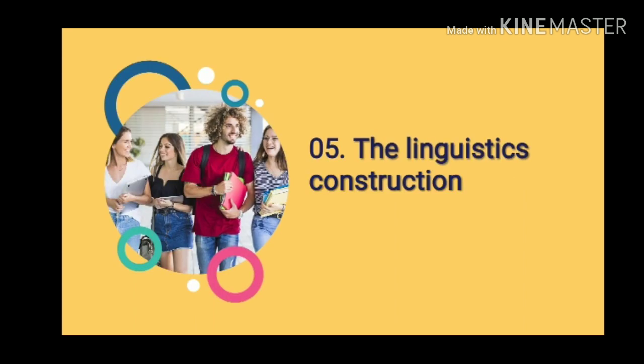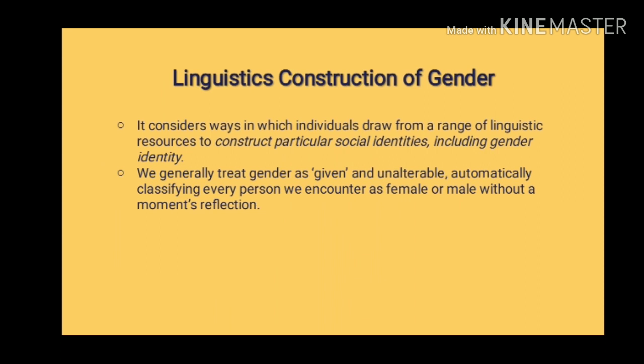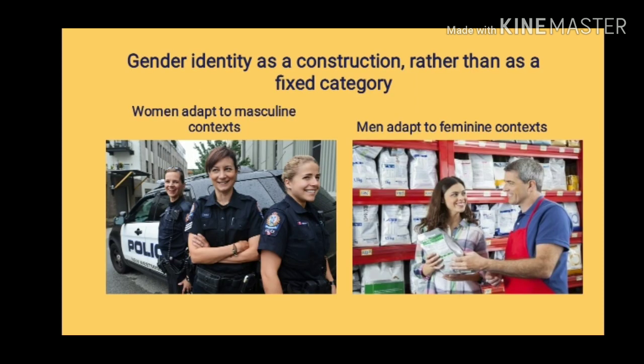The linguistic construction of gender. Linguistic construction of gender considers ways in which individuals draw from a range of linguistic resources to construct particular social identities, including gender identity. We generally treat gender as given and unalterable, automatically classifying every person we encounter as female or male without a moment's reflection.